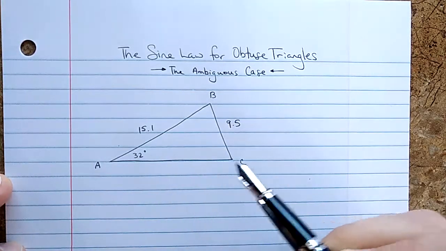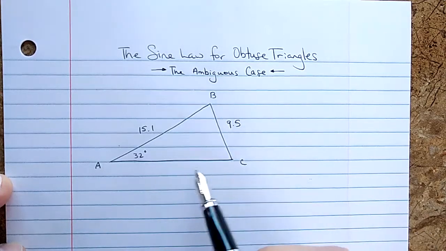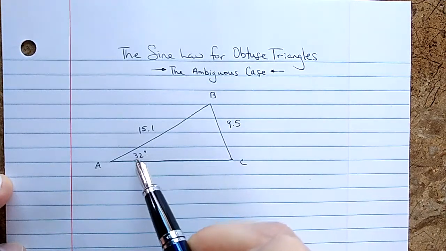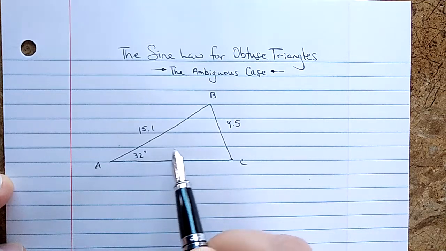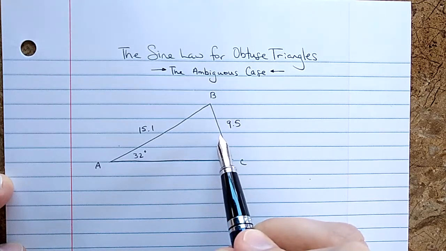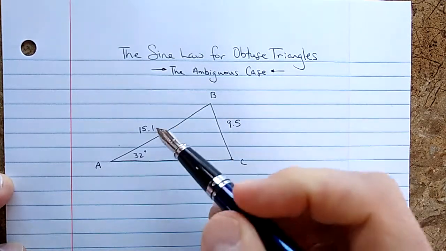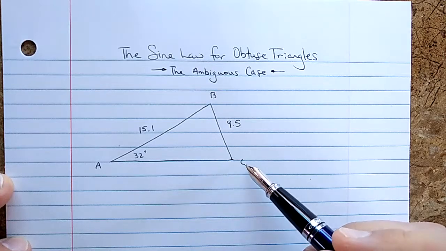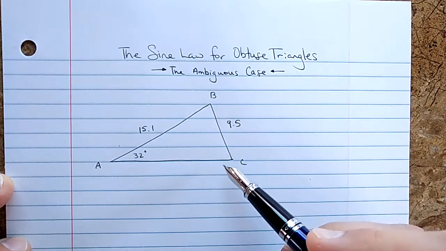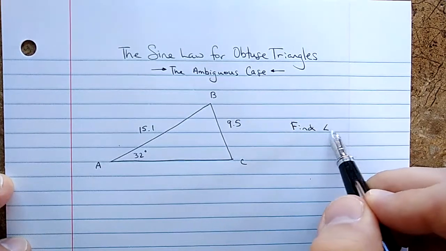So here I've drawn a triangle, and it has side lengths 15.1 and 9.5, and we don't know this side length. And we do know this angle over here, 32 degrees. So across from this angle, opposite, we have this side length 9.5, and we know another side. So that means that we could use the sine law to find the other opposite angle, the angle at vertex C. So that's what we're going to try to do. We're going to try to find angle C.